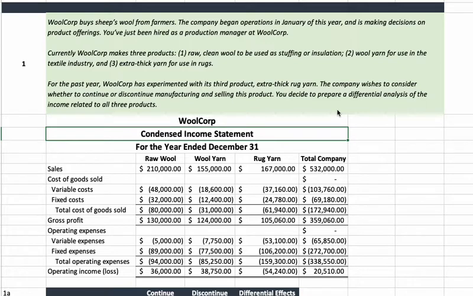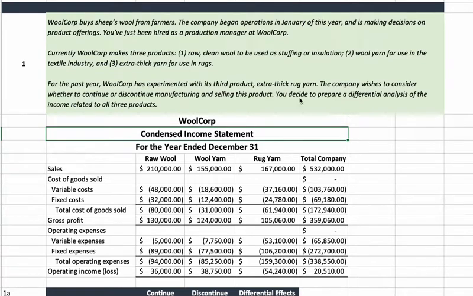In the video today, we will cover differential analysis. Differential analysis is the evaluation of two or more alternatives. It's really concerned with any differences in cost and revenue. So this means that sunk costs are irrelevant to your analysis. Let's go ahead and get started with our problem set.